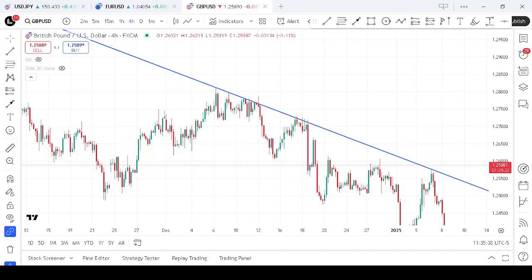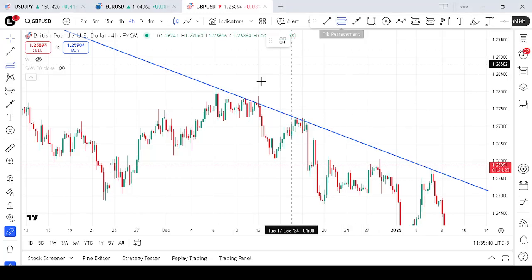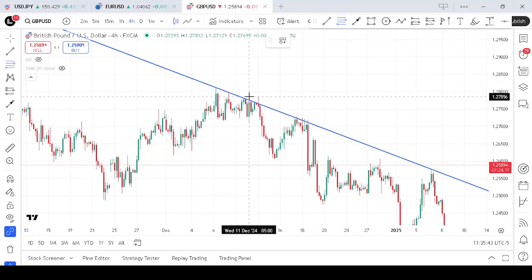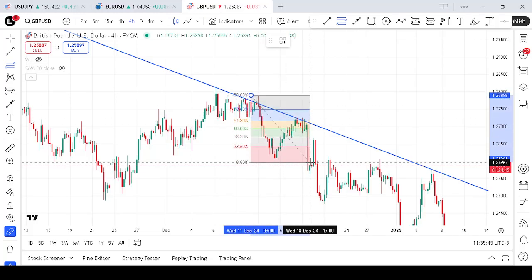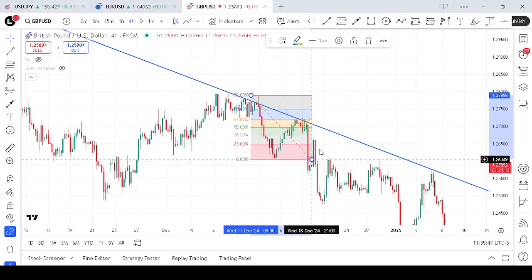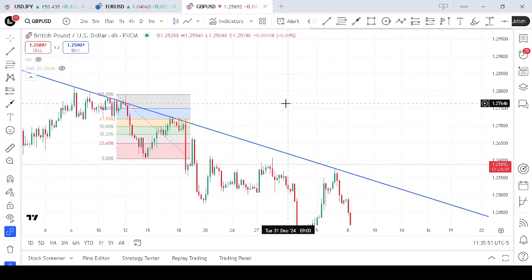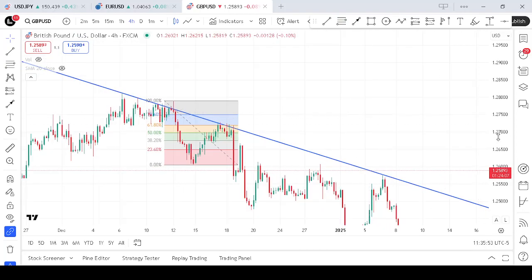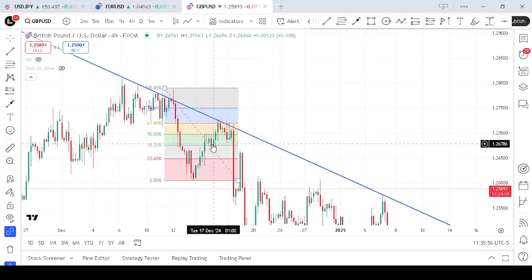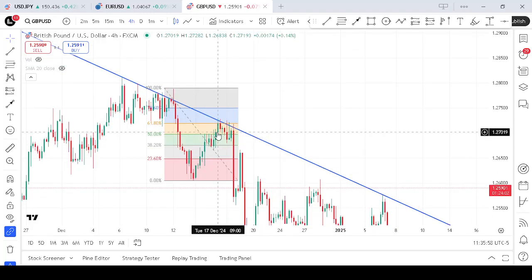I repeat, we can draw our Fibonacci from the previous high to the lower low in case of a bearish market, and we look for pullbacks to key Fibonacci levels. These levels are the 38.2 level, the 50% level, and our optimum level, which is the 61.8 level.